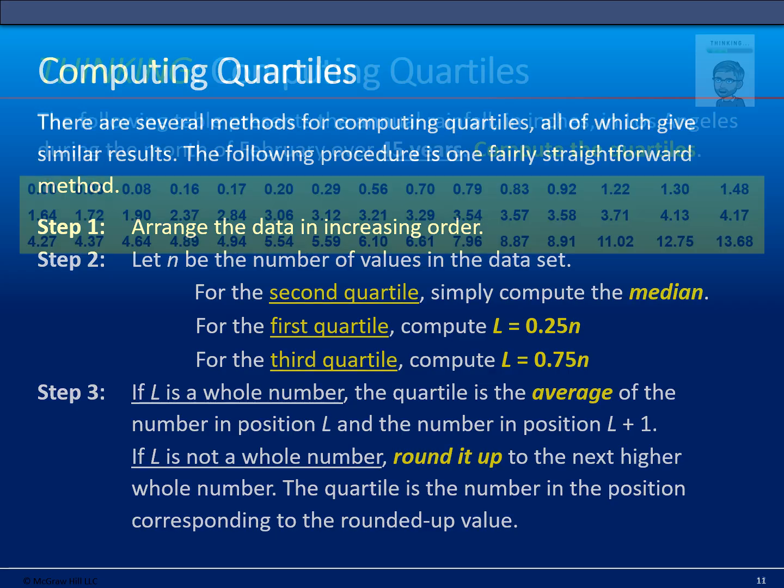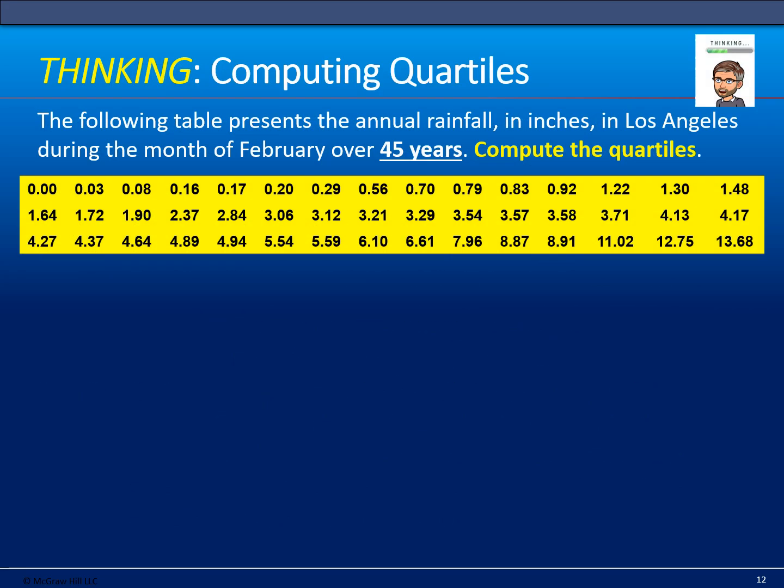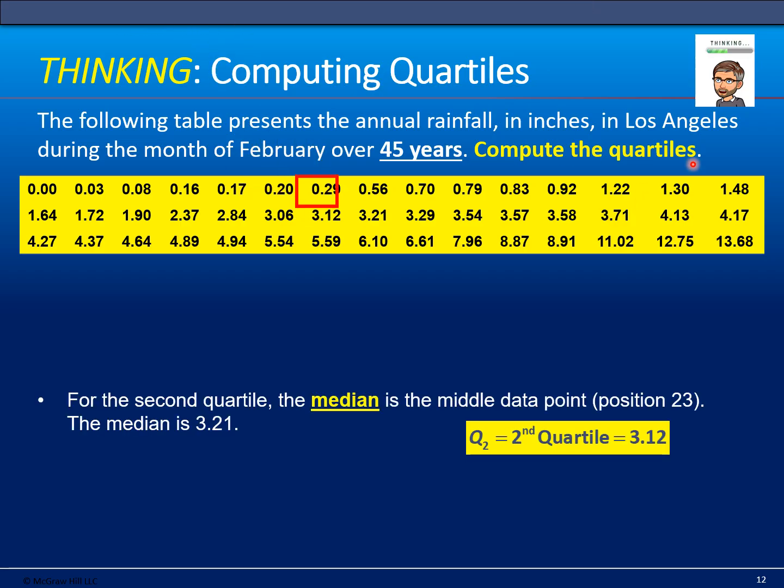So let's try this. See if you can find all three quartiles: quartile 1, quartile 2, and quartile 3. Again, the data's in order. You have 45 data points. See if you can compute those quartiles. If you haven't done so already, hit pause.